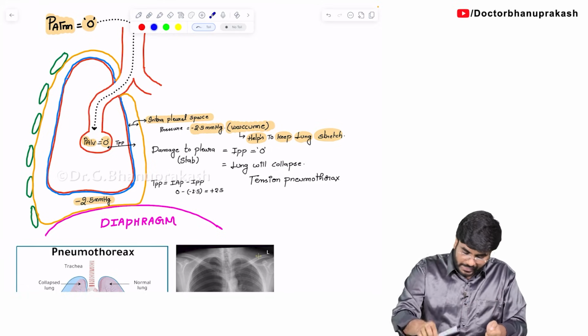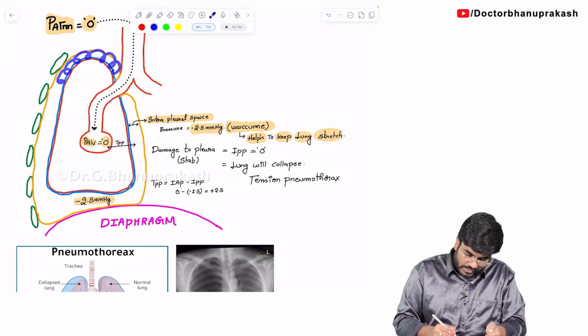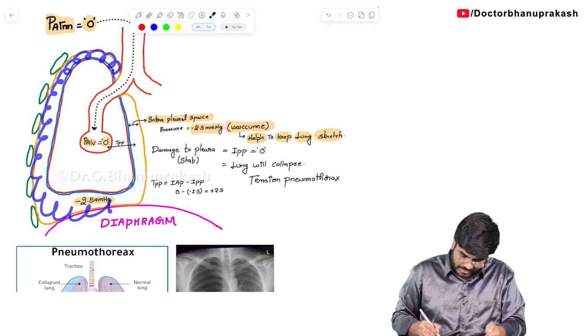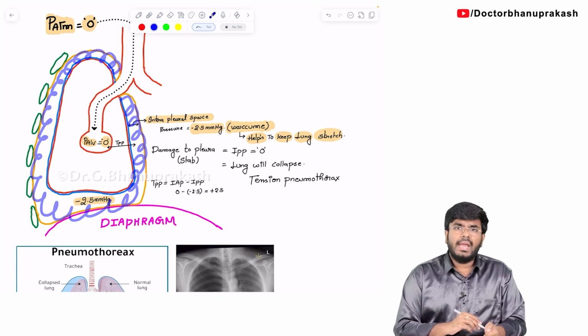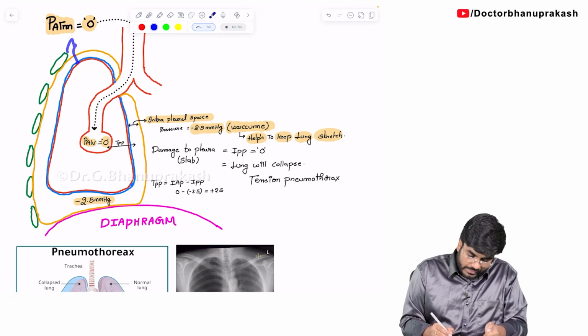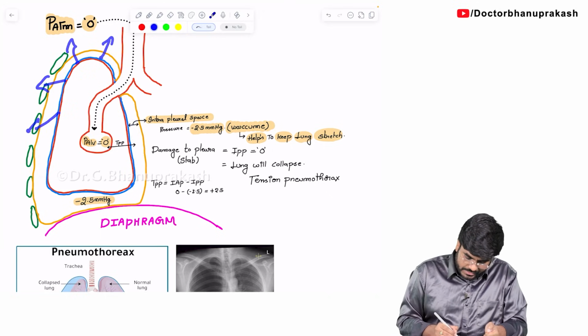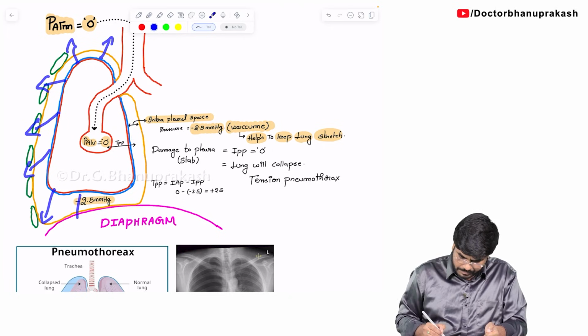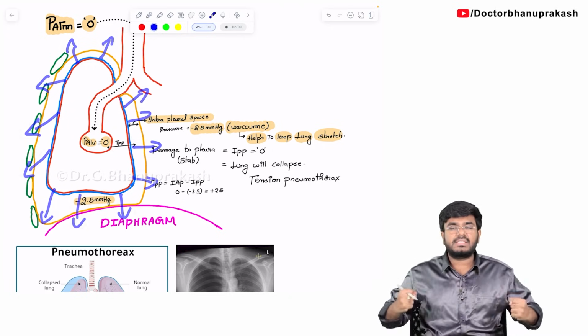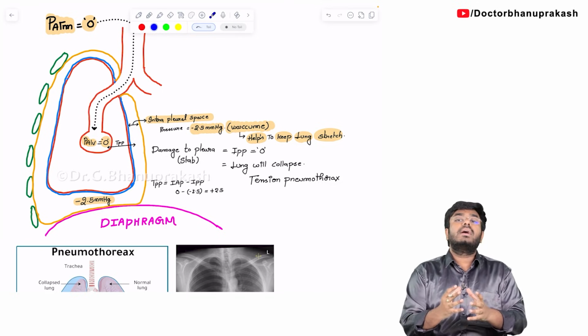So, God created vacuum around the lungs. Around the lungs, what is there? There is vacuum, this negative pressure. What is this negative pressure doing? From all directions, this negative pressure is keeping the lung stretched open.